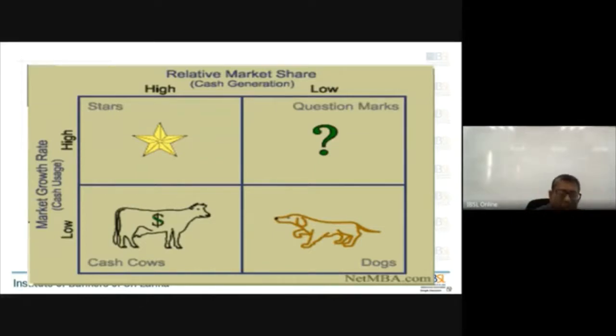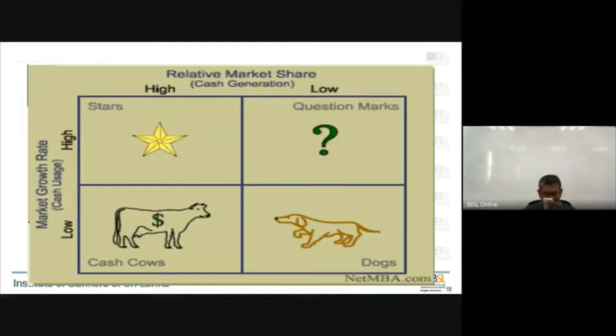Now, through this BCG matrix, what are we trying to gain? What are the products we need to emphasize? What are the products we need to develop? We get an idea. Now, if you apply this BCG matrix to the PLC, cash cow comes under the maturity stage. Stars come under the growth stage. Then the dog comes under the decline stage.